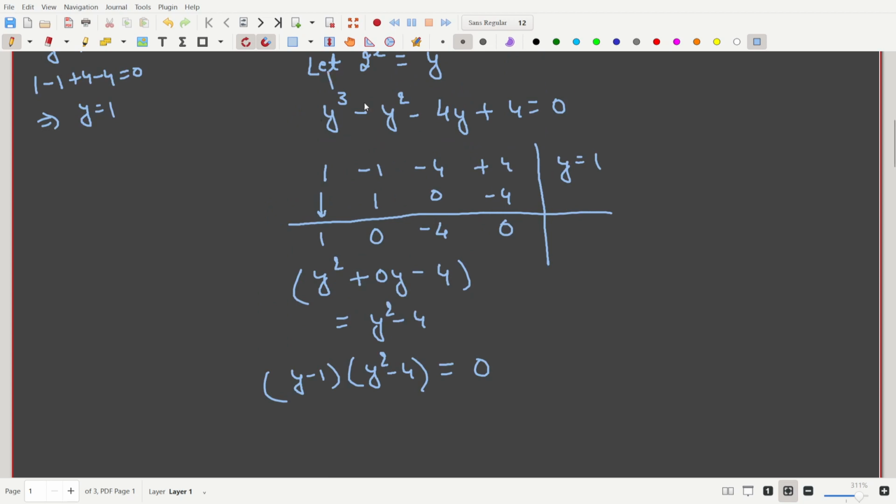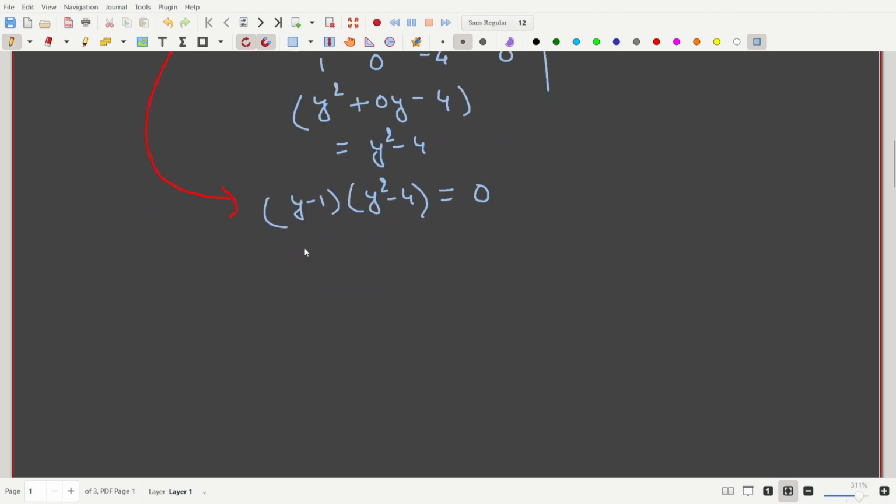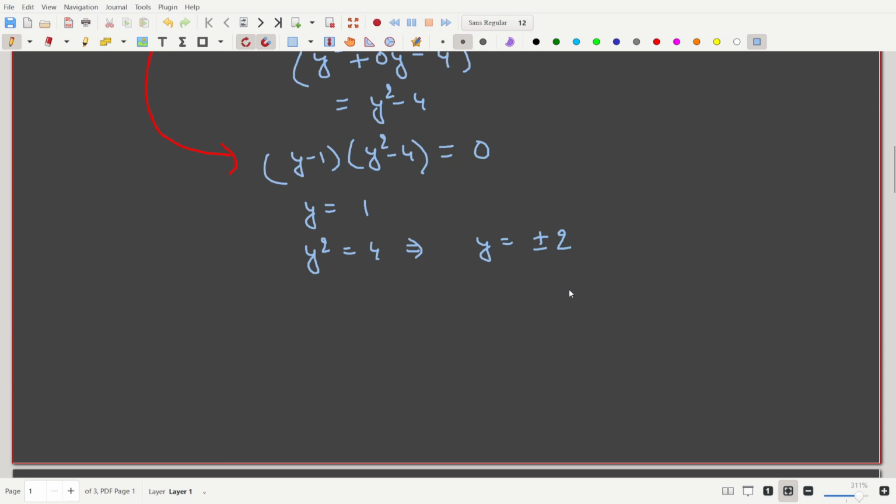So this equation over here can be written like this. All right. So moving ahead, we can write. So we get the first root, which we already had, y is equal to 1, and then we get y squared is equal to 4, which means y is equal to plus minus 2. Now we have three cases. Y is equal to 1, y is equal to positive 2, and y is equal to negative 2.